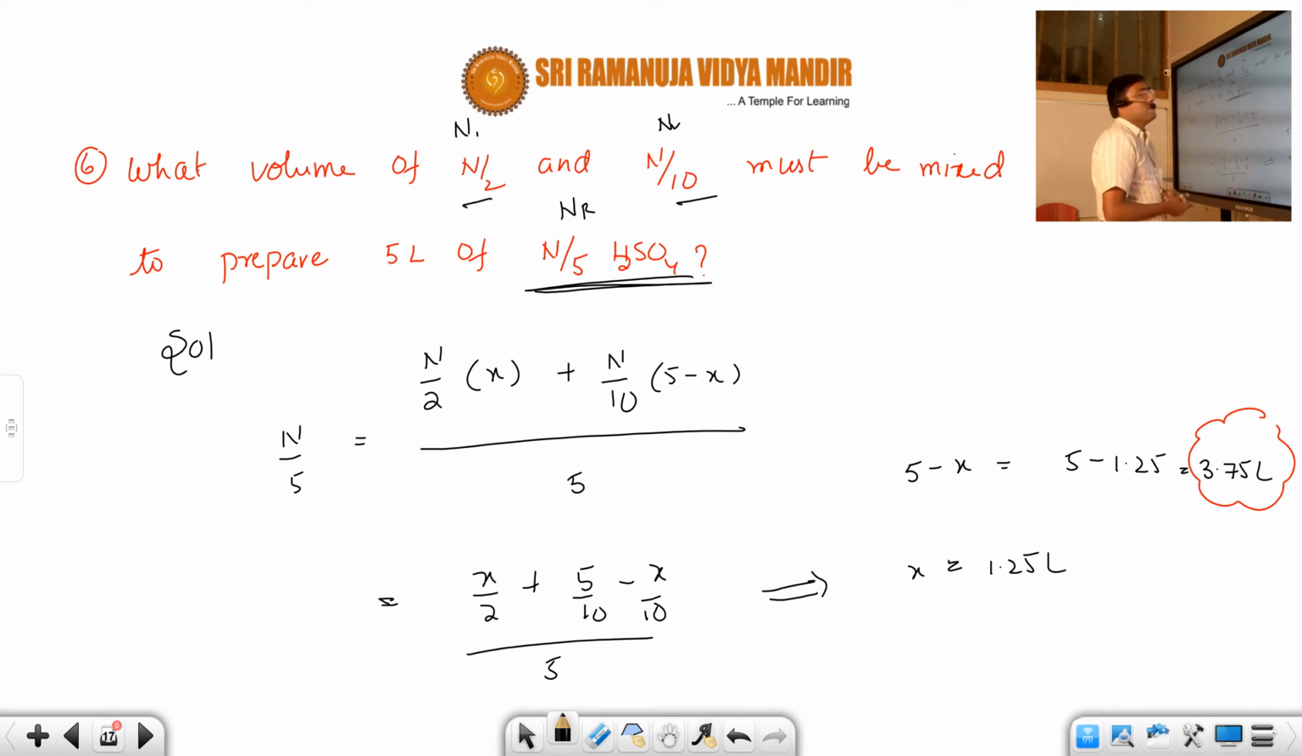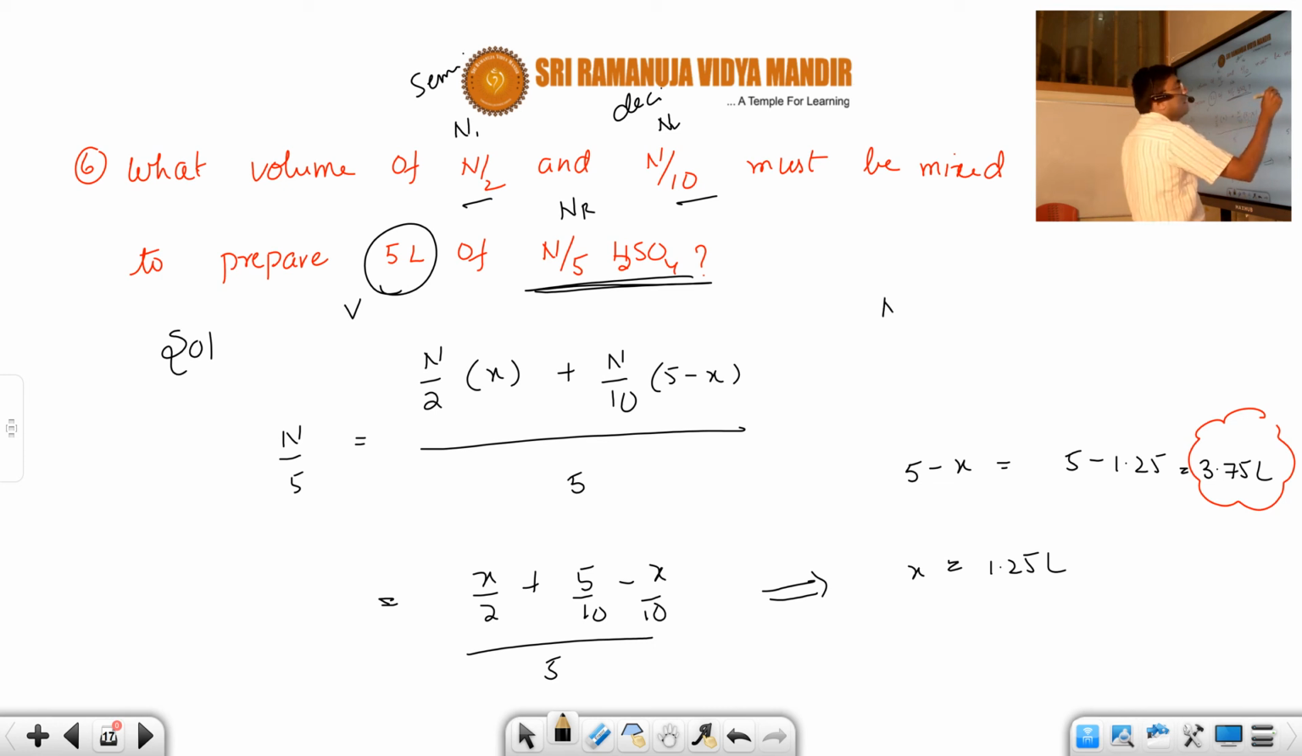So what volume of 1 by 2, that is semi-normal, and 1 by 10, I told you already, that is decinormal, must be mixed to prepare 5 liter of N by 5 H2SO4. So 5 liter is the resultant volume, V1 plus V2. So here the formula is NR VR equals N1 V1 plus N2 V2. Here VR is nothing but V1 plus V2.